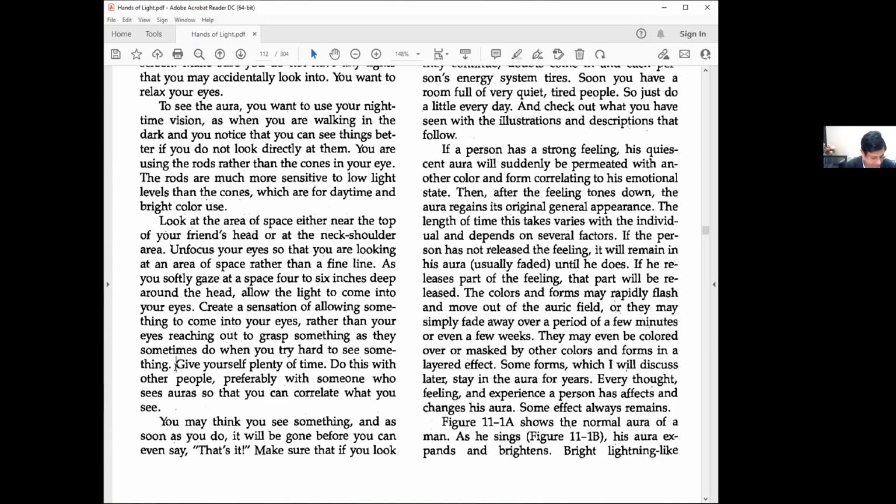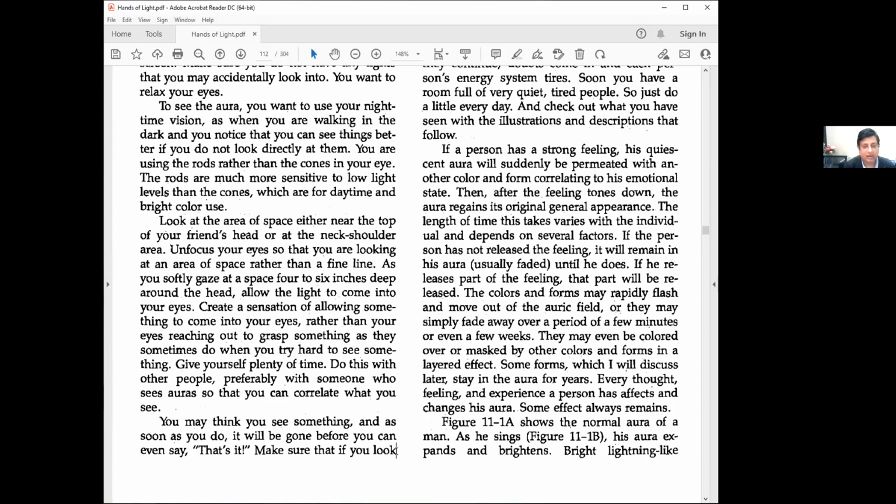Give yourself plenty of time. Do this with other people, preferably with someone who sees auras, so that you can correlate what you see. So again, whenever you work with someone who already knows about something, your ability to do that thing will automatically get enhanced because you're working in the field of a person who already knows, right? So that's what makes practicing important.